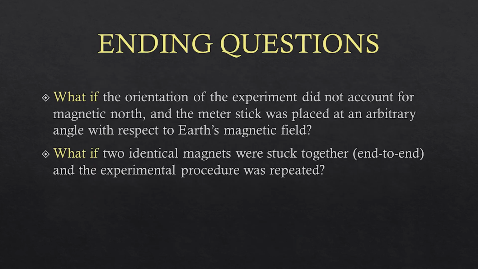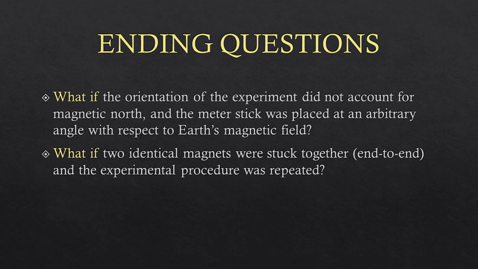So we will conclude this lab by posing some questions. First, what if the orientation of the experiment did not account for magnetic north, and the meter stick was placed at an arbitrary angle with respect to Earth's magnetic field? If we didn't take this into account and jumped right into measuring with our magnetometer, we wouldn't be able to differentiate the effects of the bar magnet and the magnetic field of Earth. It's critical that we align the setup with magnetic north in order to take our measurements.